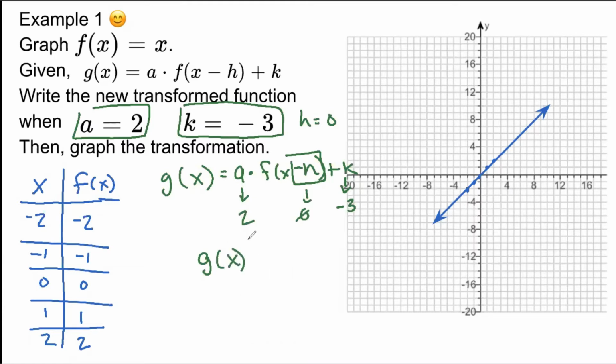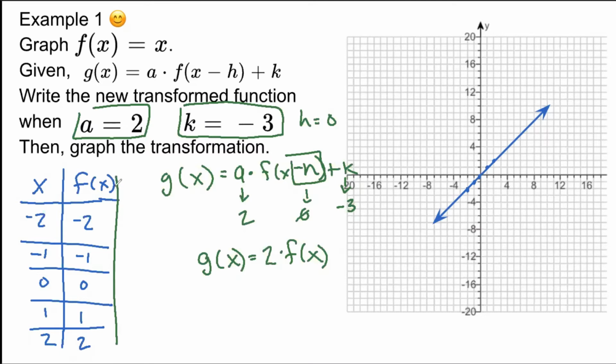So g of x here in this case equals our first that we're going to focus on. Notice that this parameter a is multiplying our function. So if we follow the order of operations, we would do multiplication before addition. So we're going to do this first. Our g of x is going to equal 2 times our f of x. So let's do that same for those values. We're doing it by parts.